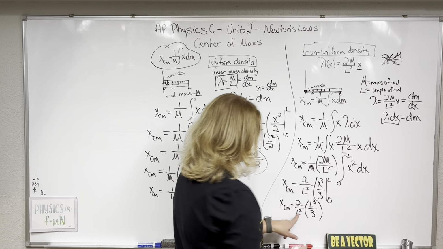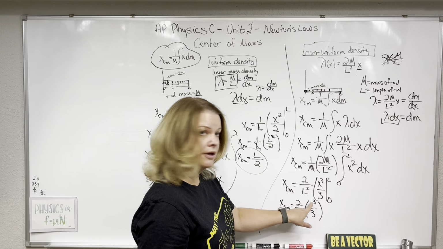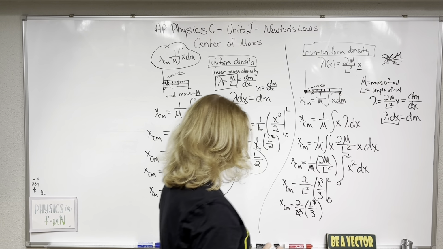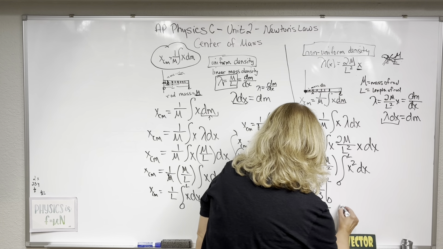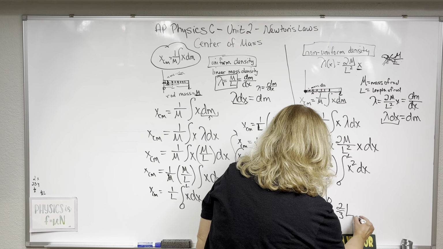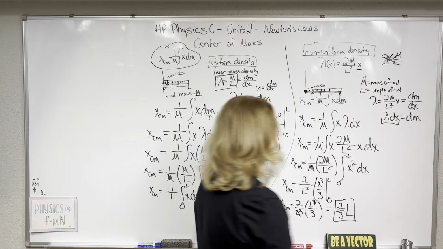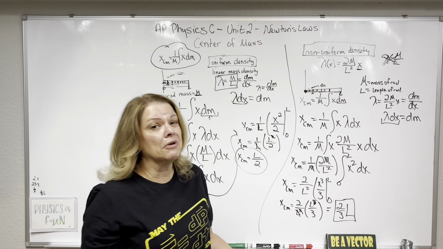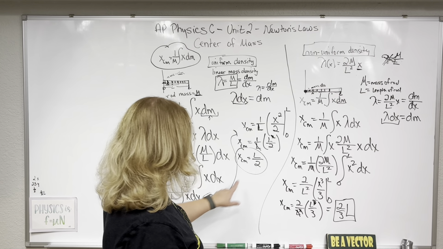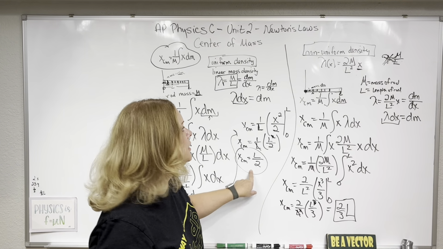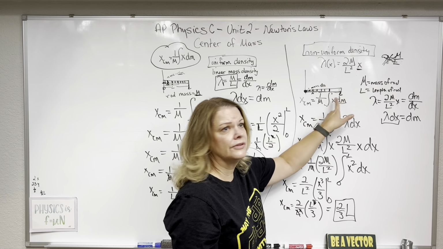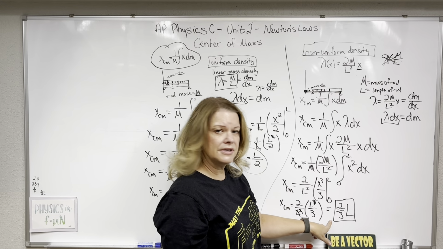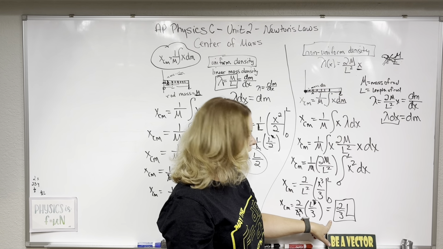I've got L squared in the denominator and L cubed in the numerator, so all but one of those L's cancel out. I am left with 2/3 the length of the rod for my center of mass, and that's where it would balance. We said it was going to be greater than L over 2, which was the center for a uniform rod, because we had more mass on this end and it was changing in density. So it's exactly right. We have 2/3 L.